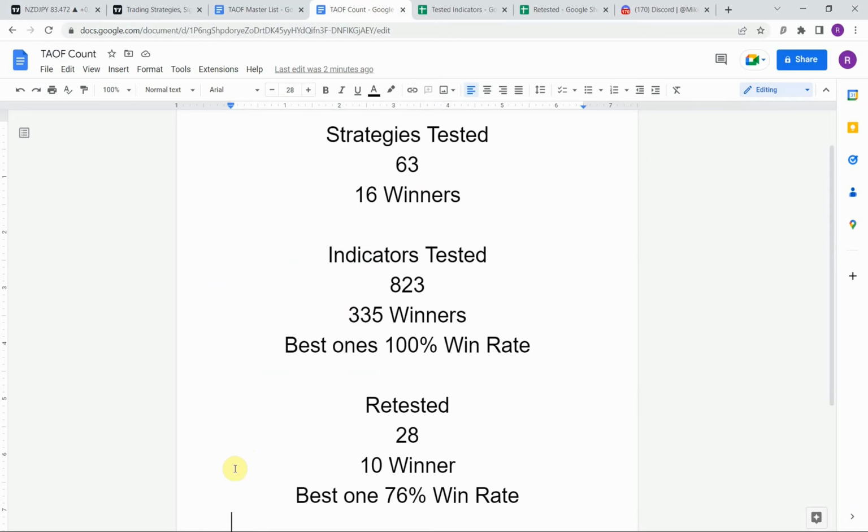We've also retested in the advanced testing 28 of the winning indicators. This one will be the 29th. 10 of them have been able to maintain the winning status, the best one a 76% win rate. Now, keep in mind that we test most of these strategies and indicators on the Forex and crypto market, but they can be applied to just about any market and time frame universally.